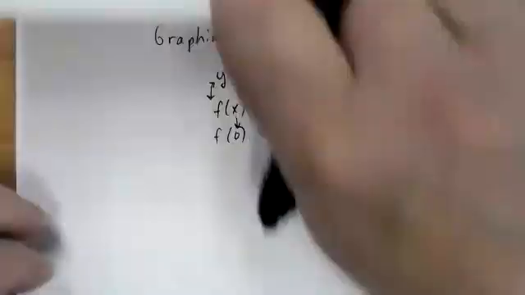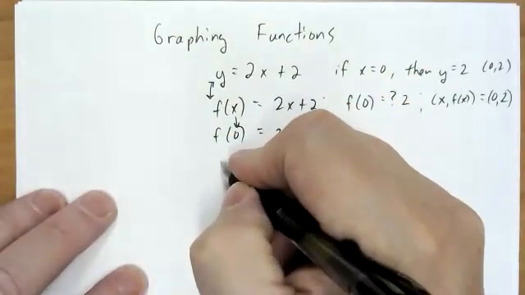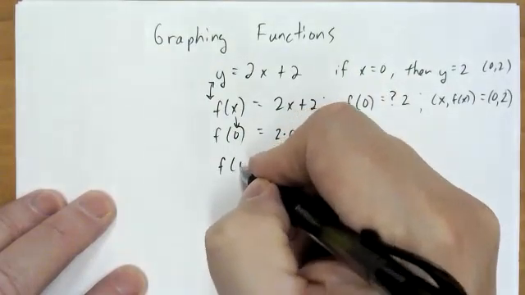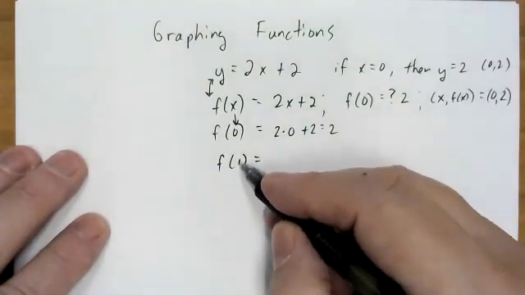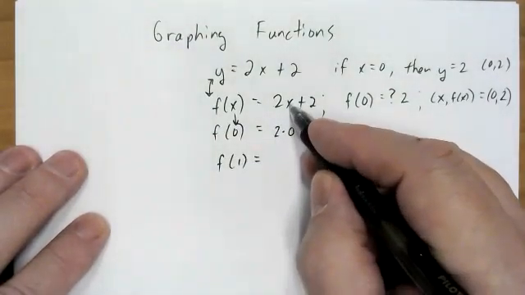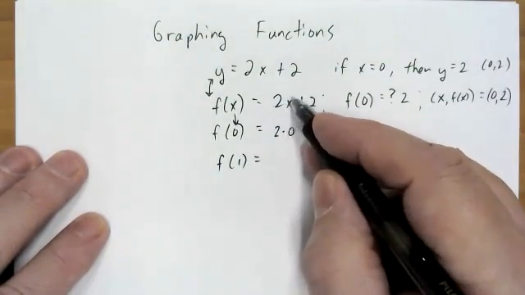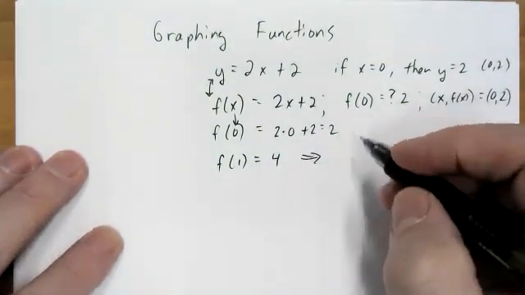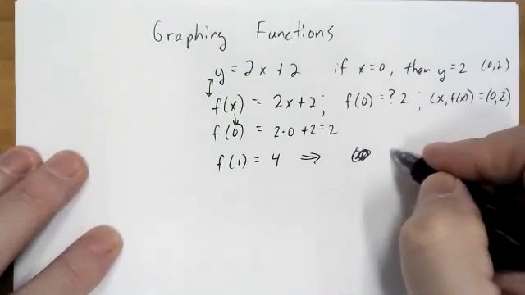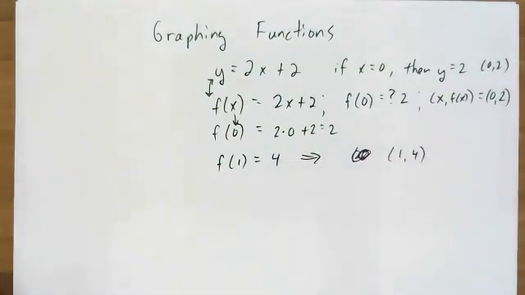For instance, in my original data table, I then looked at x equals 1. If I was given a function and I wanted to look at x equals 1, I would simply say f of 1 equals what? And all you do is plug in the 1 for x and do the calculation. It's going to be 2 times 1, which is 2, plus 2 is 4. And if I want to graph the function, then x is 1 and my function value is 4.